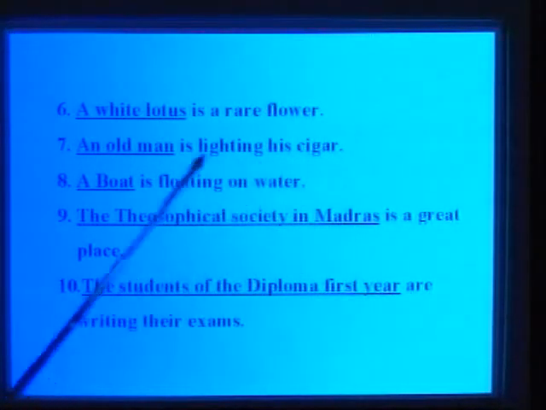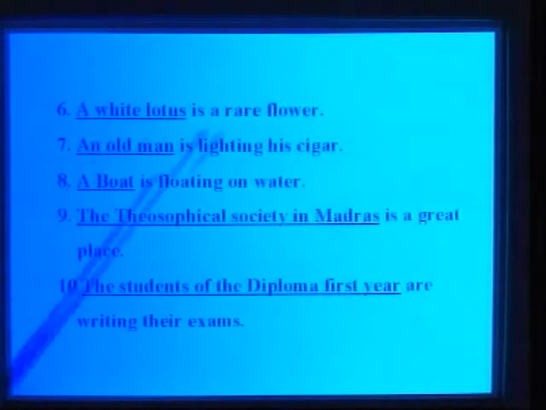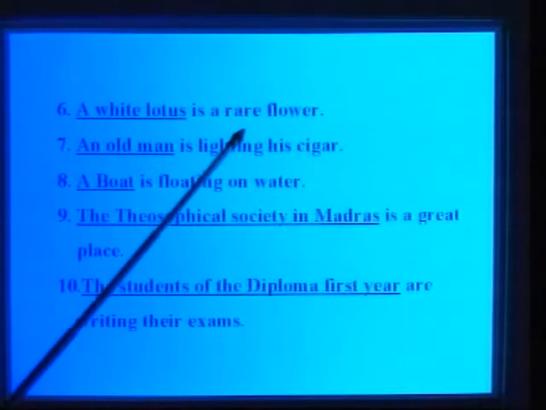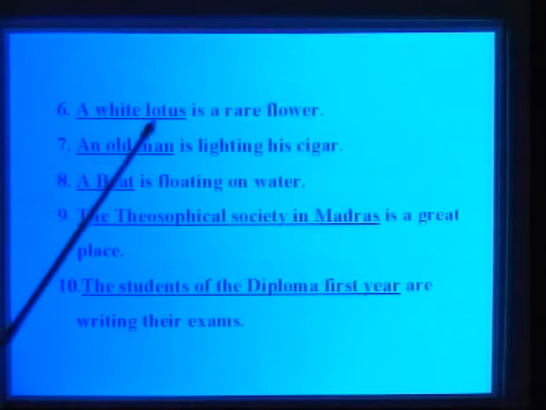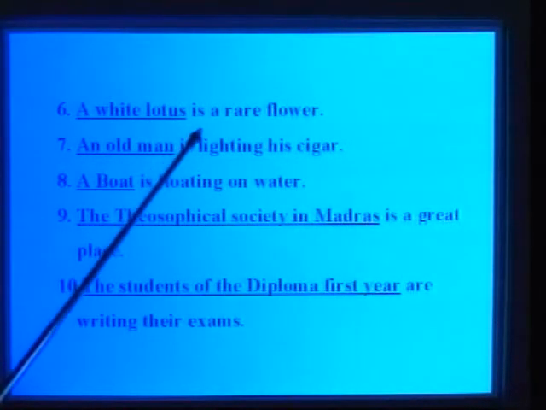Which lotus? White lotus, not simply lotus or white. We are talking about the whole thing, that is, white lotus is a rare flower. Maybe many flowers are available, but a white lotus we are talking about. So white lotus is the subject in this particular sentence.